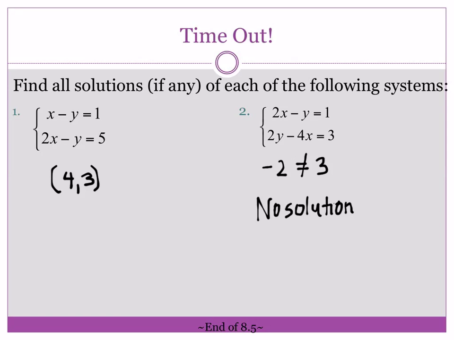No solution. If you had gotten an answer where it said something like this, okay, this is not this problem, but if you'd gotten that, what would that mean? That would be infinitely many solutions. They're the same line, okay? Just reminding you how that works. Okay, very good.